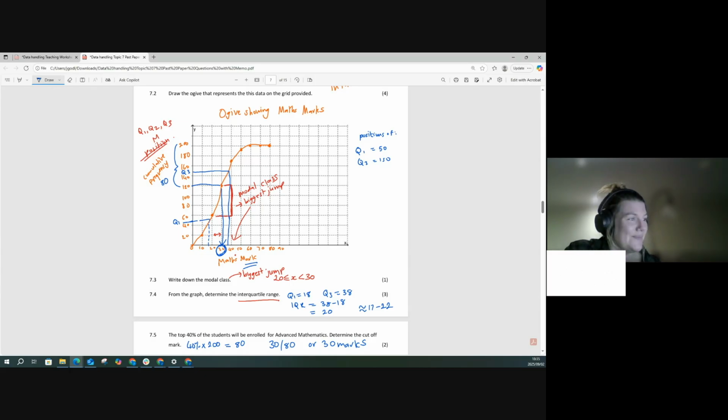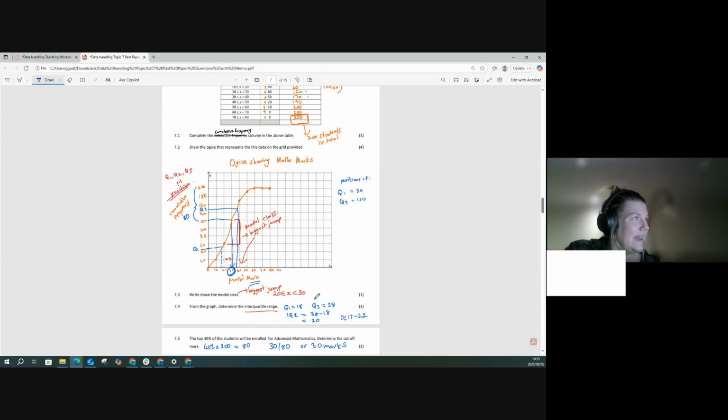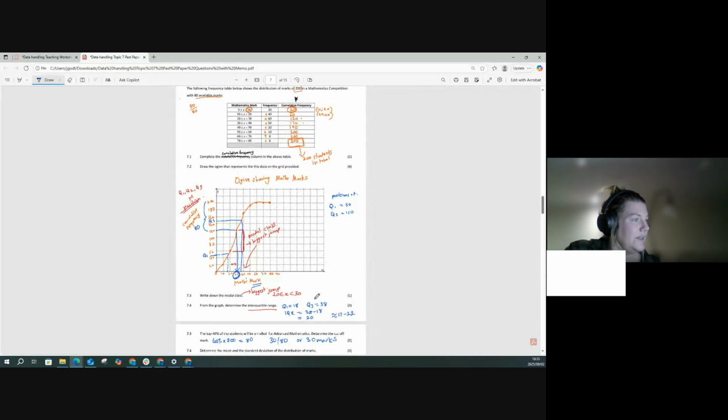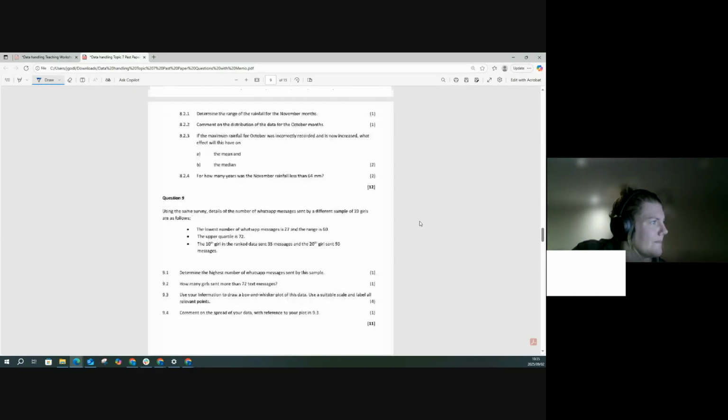Nice job. Okay, I'm going to zoom out so you can take a screenshot. We're not going to do the last question on this one because it's standard deviation. And let's quickly do one more box and whisker before the end of our lesson. Oh yeah, no, but this isn't a pass. This is to get into advanced maths. It's a hard test.